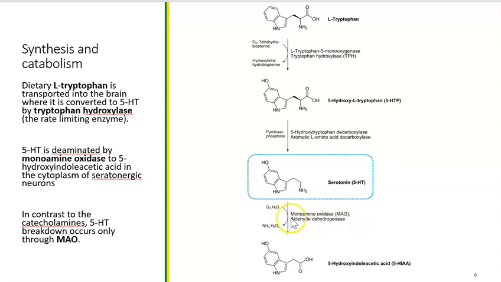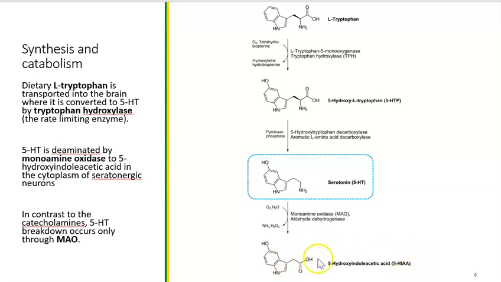where we see that monoamines get broken down from the synapse by MAO. So obviously monoamine oxidase, that's really what it's doing. And so after MAO acts, then you end up with 5-hydroxyindoleacetic acid, or 5-HIAA. Okay?